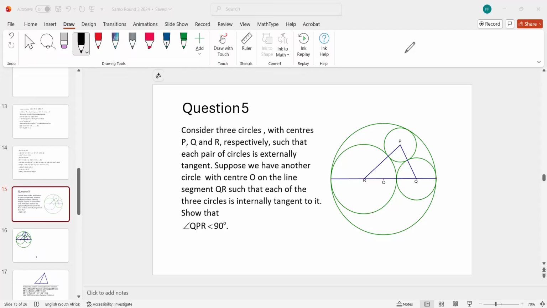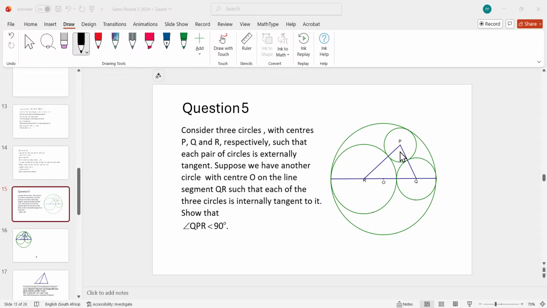Let's move on to question 5. As you can see, this is a geometry problem. It reads as follows. Consider 3 circles. You can have a look at the picture while this goes on. With centers P, Q, and R, such that each pair of circles is externally tangent.